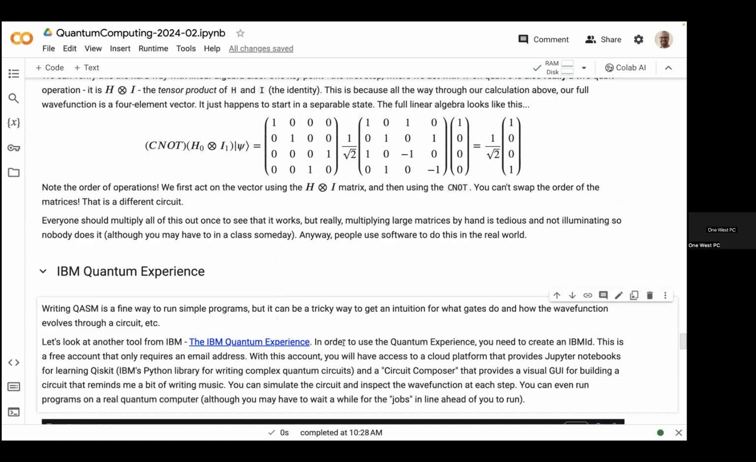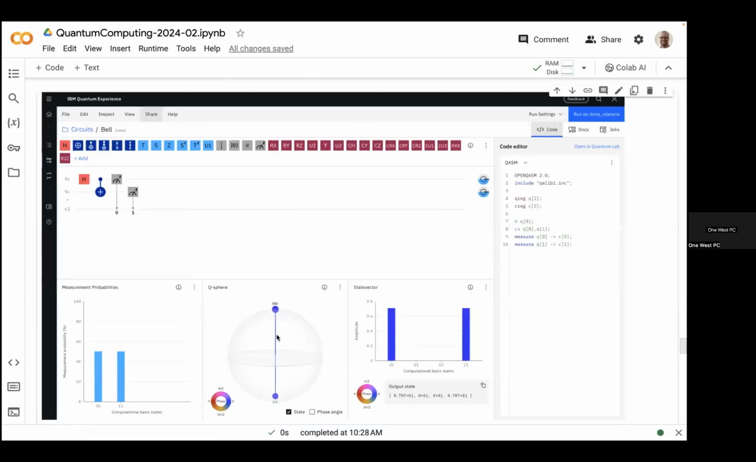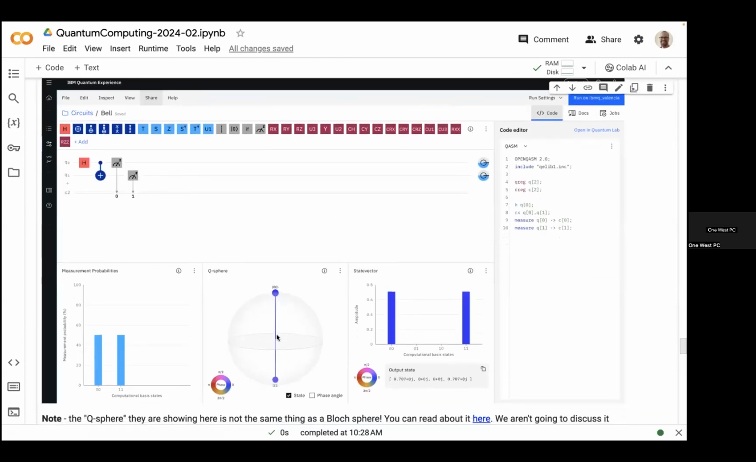And with this account, you have access to a cloud platform that IBM provides. It gives you Jupyter notebooks. That's great. So if you've been playing with Jupyter notebooks for this, that's great. And they have learning materials for learning Qiskit, which is their Python library for writing complex quantum circuits, but they also have a circuit composer, which is the thing that I'm interested in here, which provides a visual GUI for building quantum programs, right? So it looks like this, right?